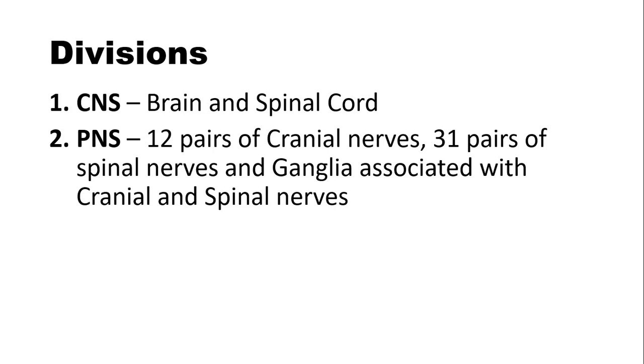It is divided into CNS and PNS. CNS, that is central nervous system, includes brain and spinal cord, while PNS, that is peripheral nervous system, includes 12 pairs of cranial nerves and 31 pairs of spinal nerves. In addition, ganglia associated with cranial and spinal nerves. Brain is well protected in the cranial cavity, while spinal cord is protected within the vertebral canal.